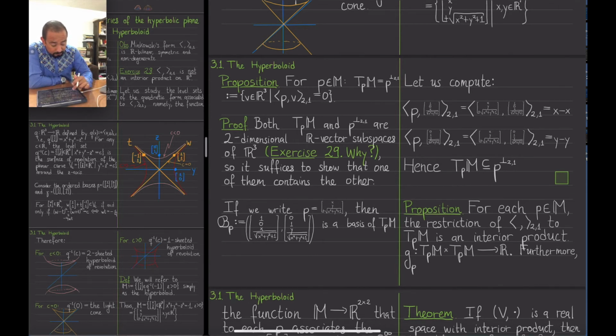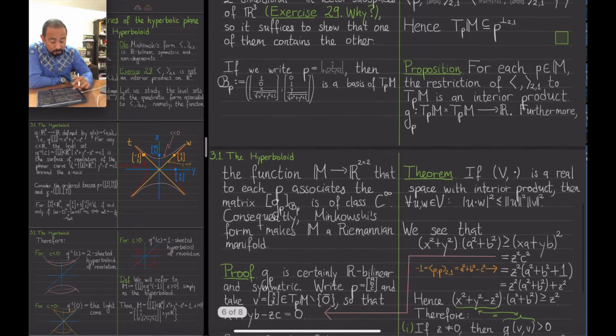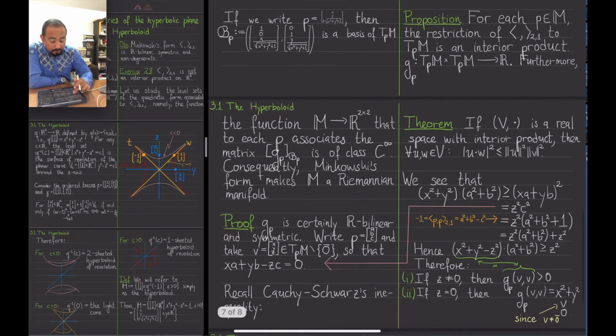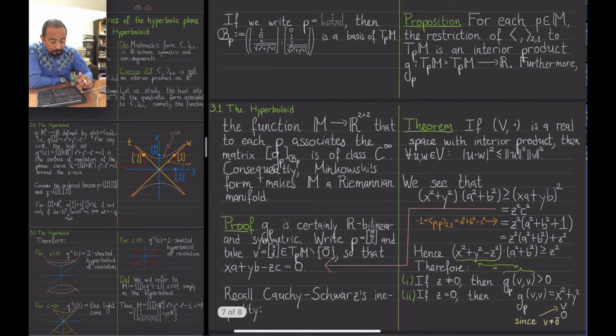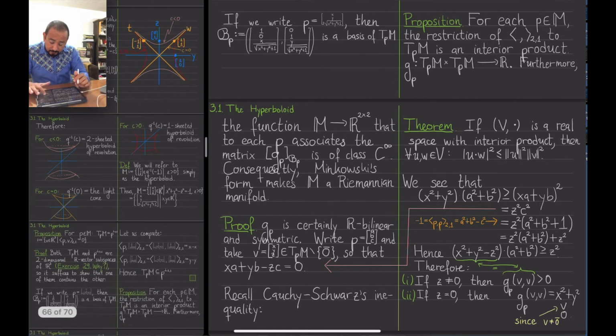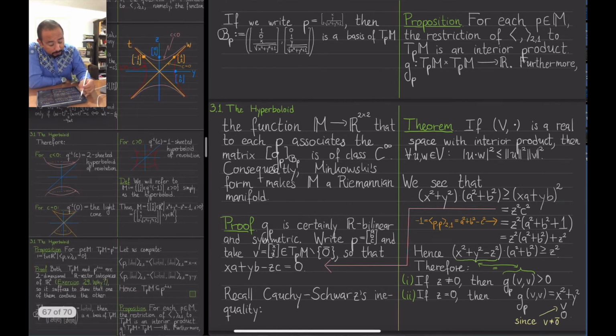Okay, and now let us show that M is a Riemannian manifold with Minkowski's form. Maybe I should call this a theorem, but I will leave it as a proposition for now. First of all, for each point, the restriction of Minkowski's form to this tangent plane is an inner product on the tangent plane. This is not an inner product on the whole of R3, but if you have a bilinear form, it may happen that it's not an inner product on the whole space, but on some proper subspaces it is.